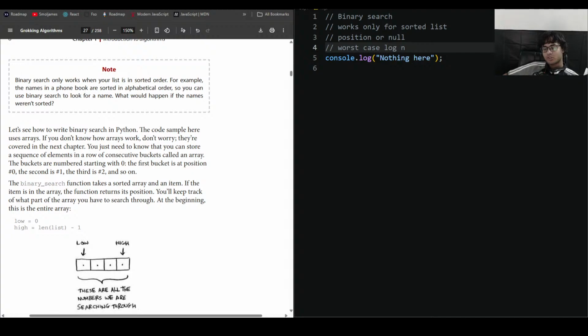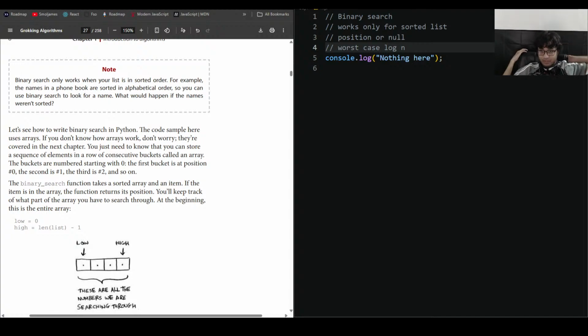Let's see how to write binary search in Python. The code sample here uses arrays. If you don't know how arrays work, don't worry, they are covered in the next chapter. You just need to know that you can store a sequence of elements in a row of consecutive buckets called an array. The buckets are numbered starting with 0. The first bucket is at position 0, the second is 1, the third is 2, and so on.